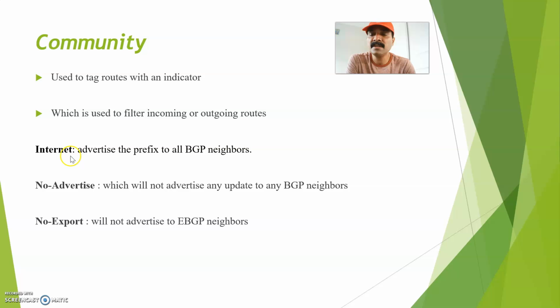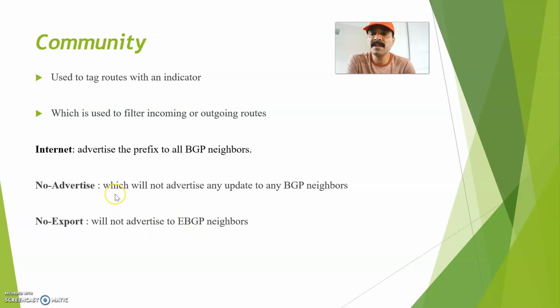One is internet, which is used to advertise the prefix to all BGP neighbors. The second is no-advertise, which will not advertise any update to any BGP neighbors. That means any IBGP or EBGP neighbor. And the third one is no-export, which will not advertise any update to any EBGP neighbor.